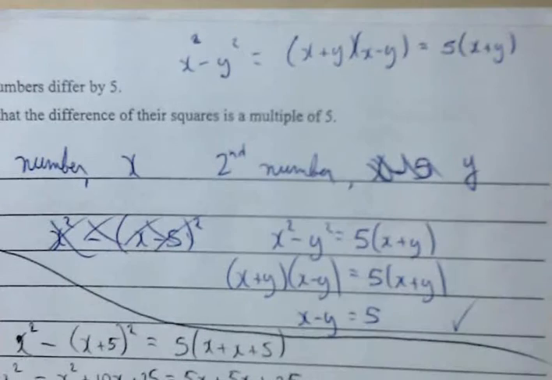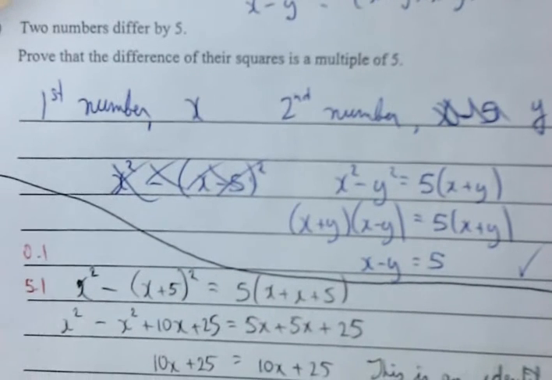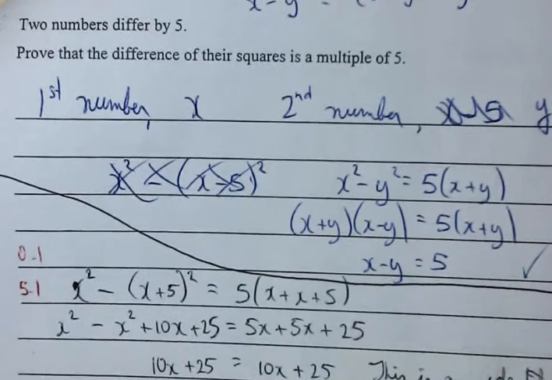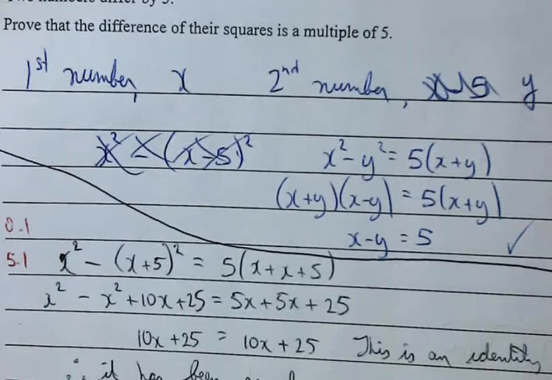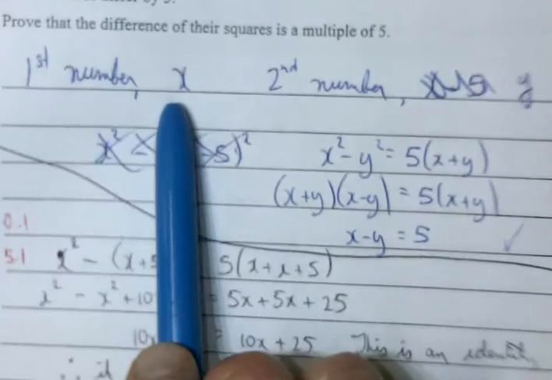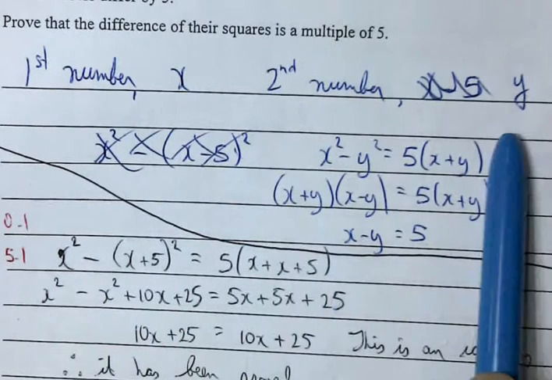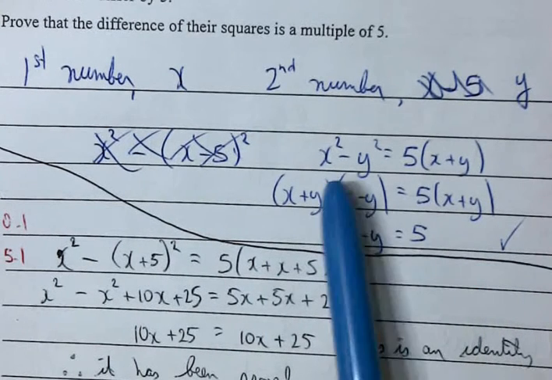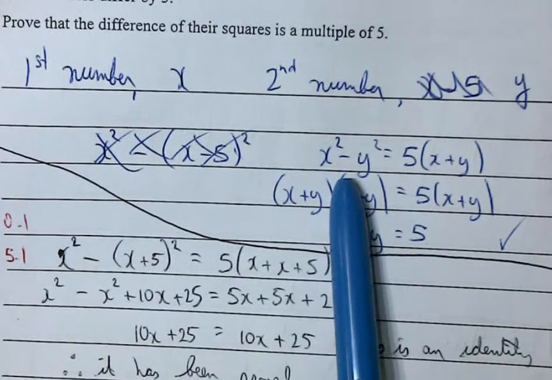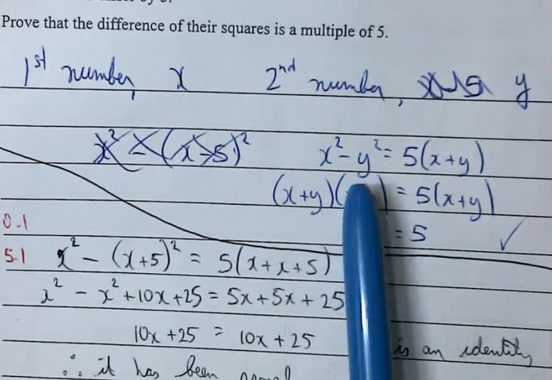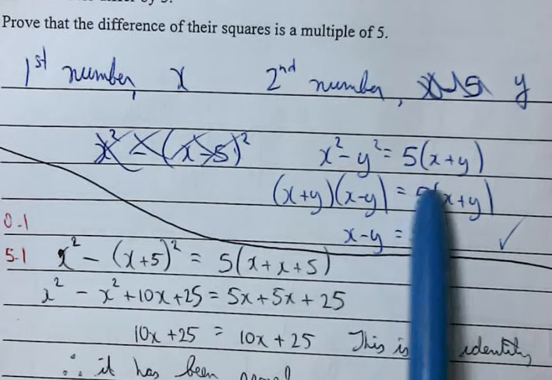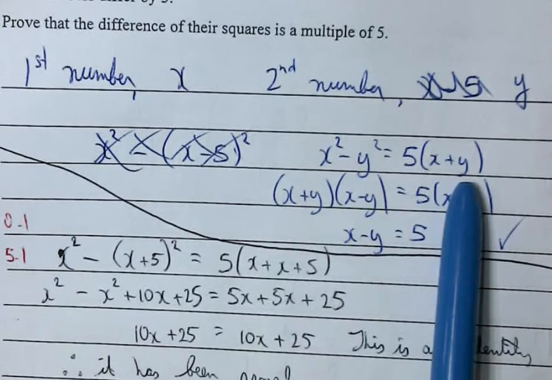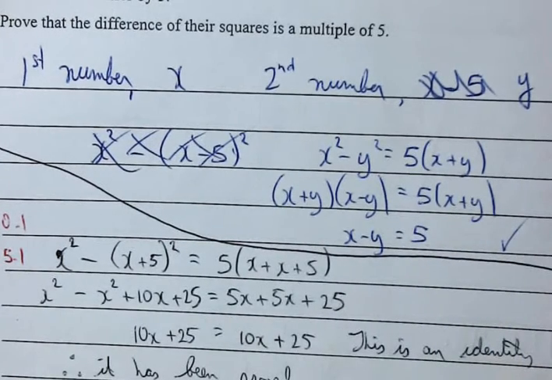Part D. Two numbers differ by 5. Prove that the difference of their squares is a multiple of 5. So I'd like to show you 2 different ways to do it. First way, I'm going to call the first number x and the second number y. So the difference of their squares, x squared minus y squared. A multiple of 5 meaning it's going to be equal to 5 times the quantity x plus y. As long as this comes out to be a whole number answer, I will have proved it.